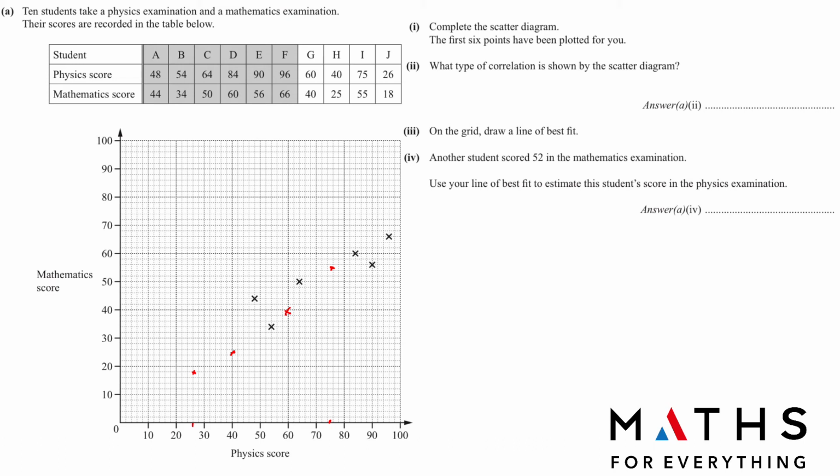Next, what type of correlation is shown by the scatter diagram? As the physics increase, the maths is also increasing. As physics decrease, maths is also decreasing. So this is a positive correlation. On the grid, draw a line of best fit. When you draw a line of best fit, try to have equal number of points on either side.